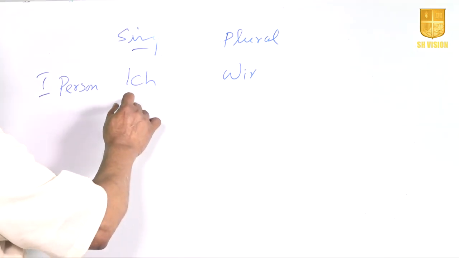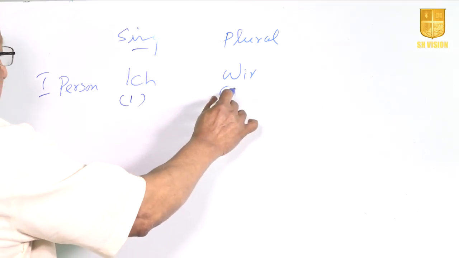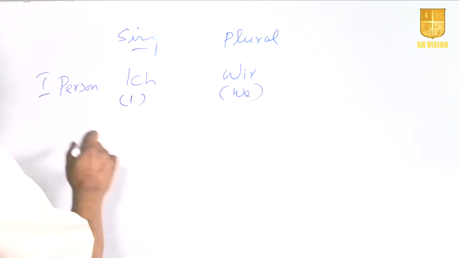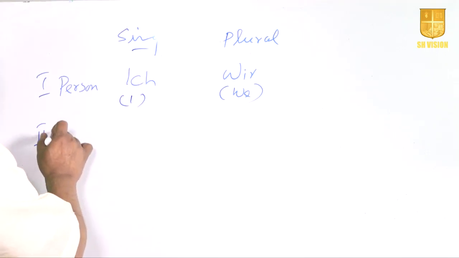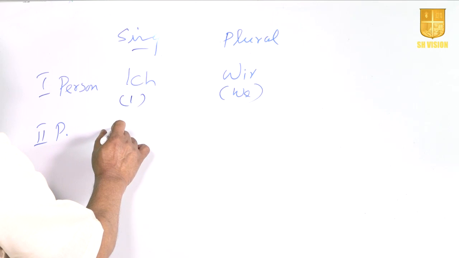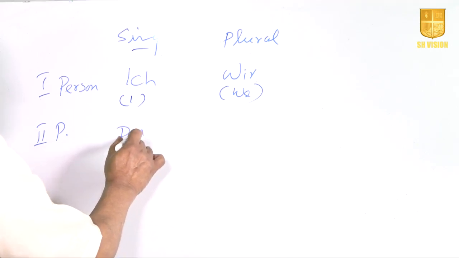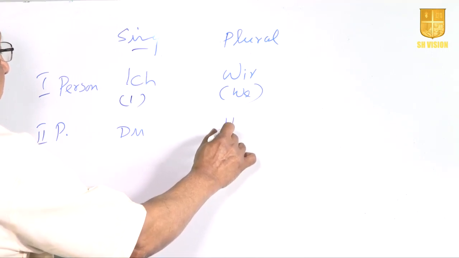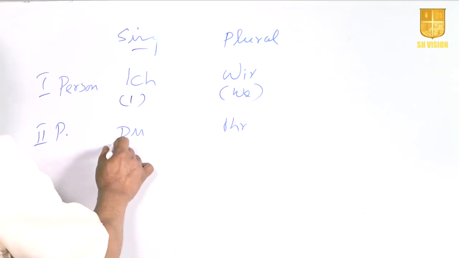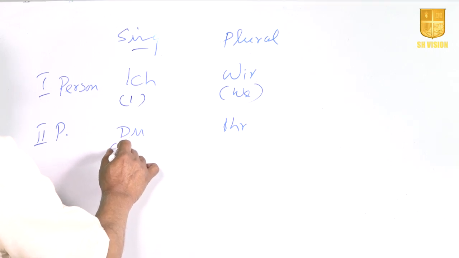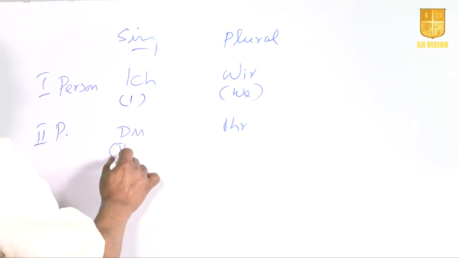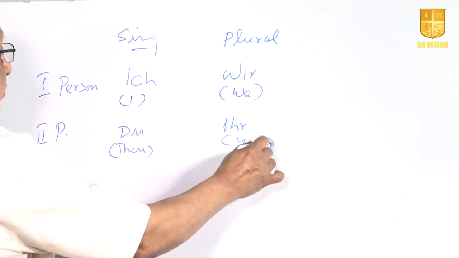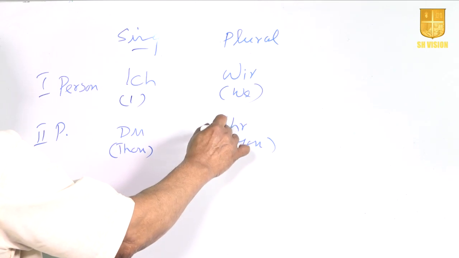Ich means I, wir means we. That is first person. Second person is du, singular, ihr, plural. Du means you, but you can write thou. Ihr, you, plural.